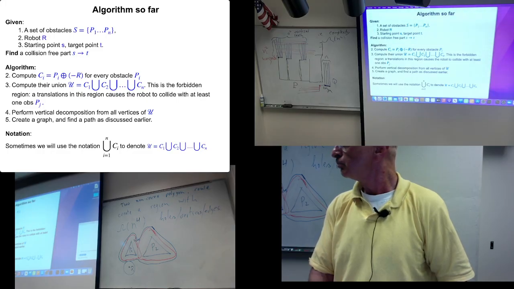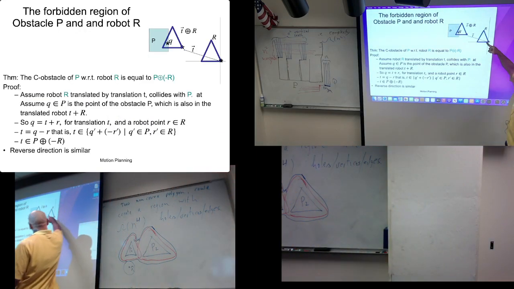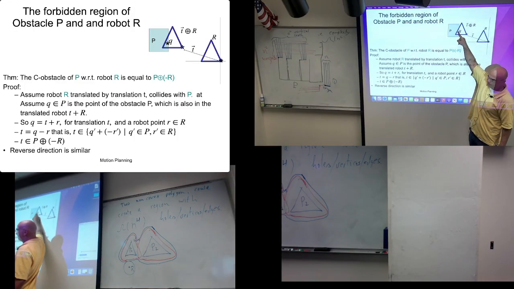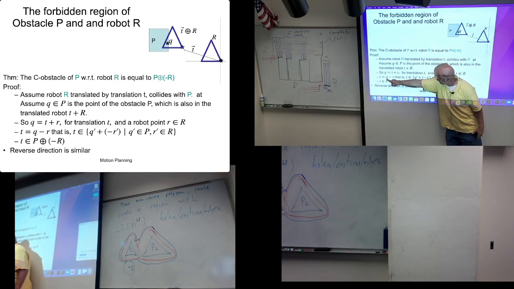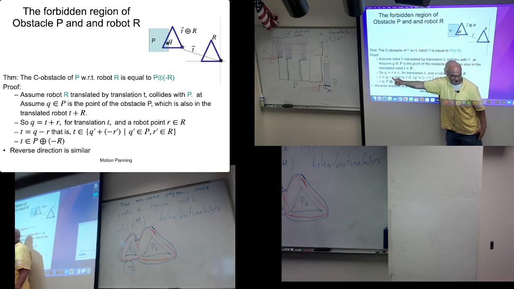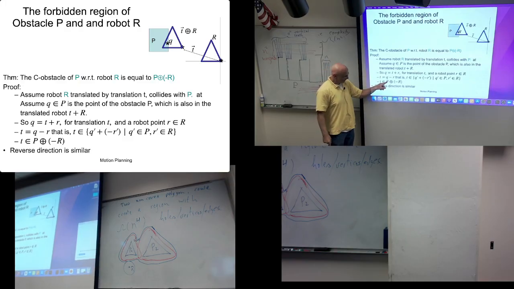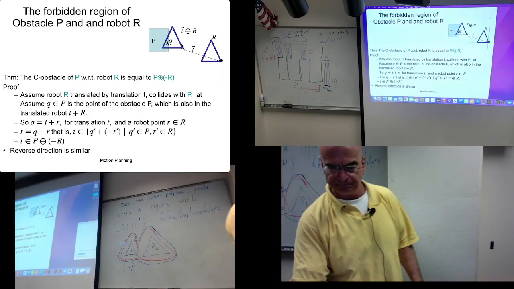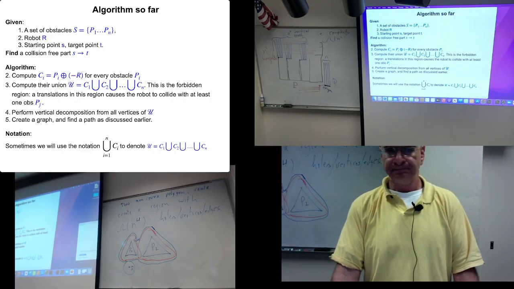Why do we need to do negative R? That goes back to this proof that if my translation brings the robot to have an intersection with Q, then when I'm writing what this translation is, it's some point in the obstacle minus some point in the robot. So plus minus a point in the robot. Then these translations belong to P, Minkowski sum with minus R. It's just from this algebra over here, nothing depending. Okay, that's the algorithm so far.